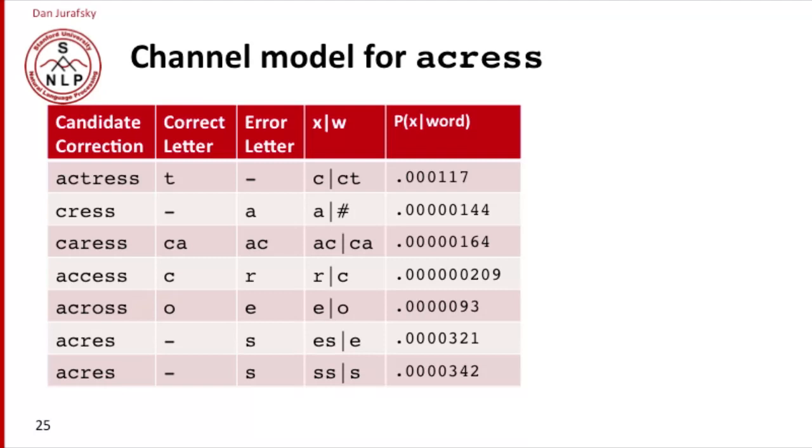So this channel model, for example, for a word like actress, where we generated ACRESS when we should have typed a CT, we typed a C, so the word had a CT in it, but the error had only a C. So what's the probability of deleting a T following a C? And if we normalize the probabilities in our confusion matrix, here's the likelihood of this word actress being realized as this misspelling ACRESS. It's 0.000117.